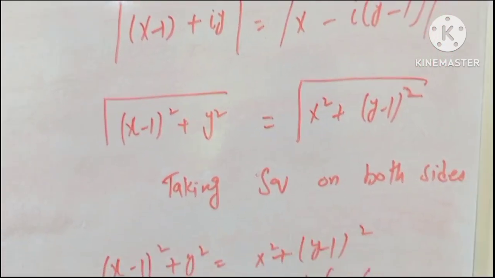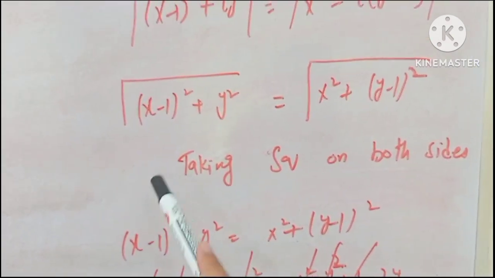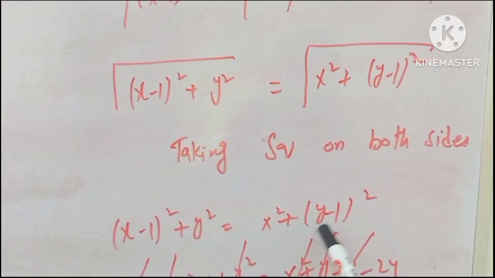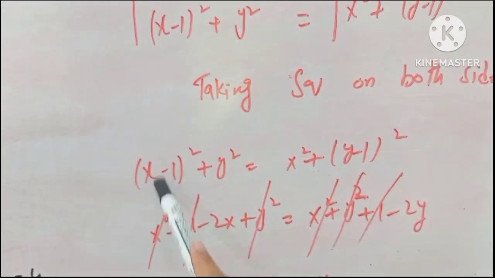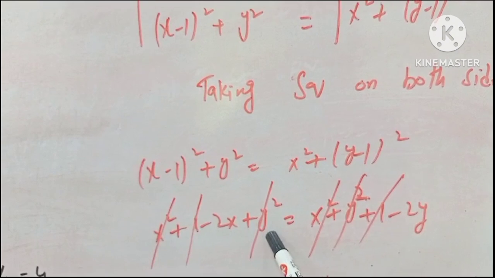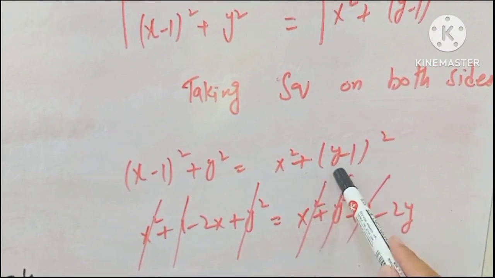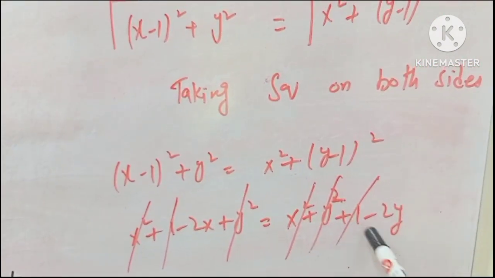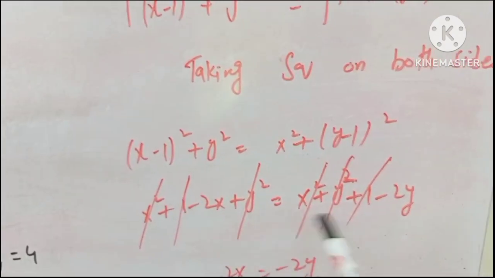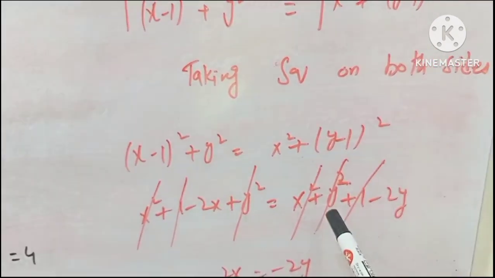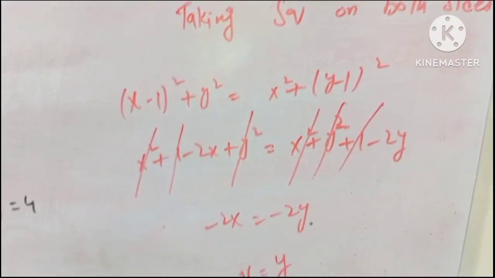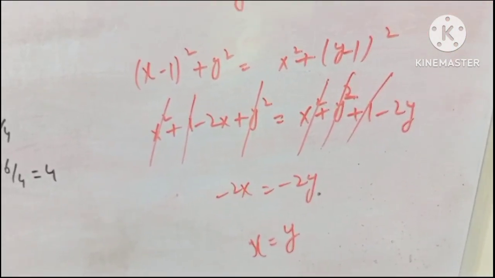Now taking square on both sides, square cancels with square root. It becomes (x - 1)² + y² = x² + (y - 1)². Opening the square, it becomes x² + 1 - 2x + y² = x² + y² + 1 - 2y. Okay, x² cancels with x², 1 cancels with 1 and y² cancels with y². Remains -2x = -2y, -2 cancels with -2, it becomes x = y, which is the answer.